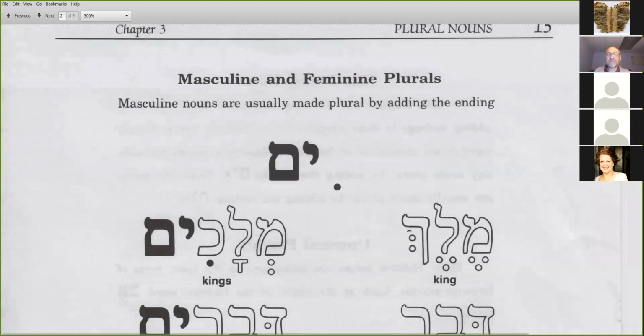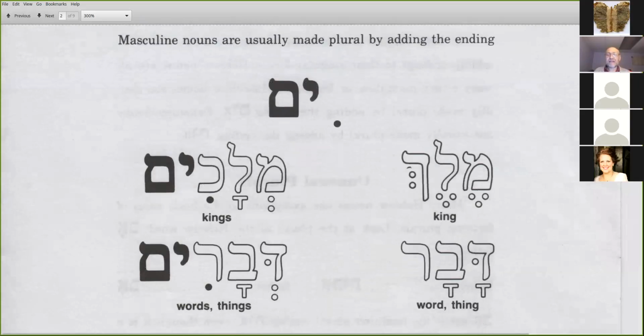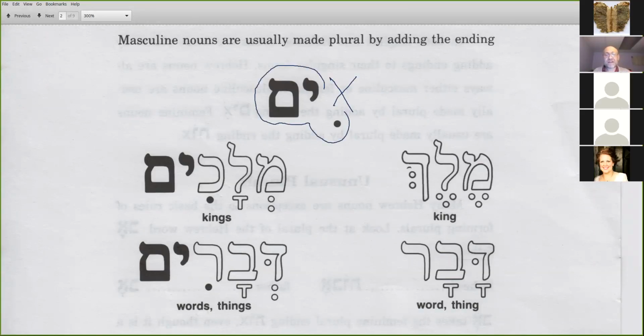Masculine nouns are usually made plural by adding the ending "im." So let me alter this a little bit. So let's say there's any letter here at the end of a word with this Hirik, Yod, Mem, Sofit combination. So let's say we're talking about one king. We have Melech. But if we want to have more than one king, it's Melachim. Notice, Hirik, Yod, Mem, Sofit, suffix.